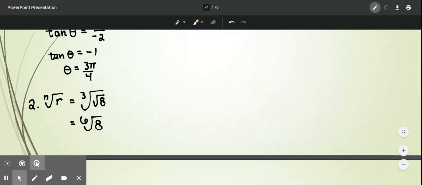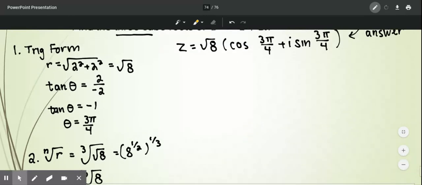Right, this is the same thing as saying 8 to the 1/2 to the 1/3. Right, it would be 8 to the 1/6. So our cube root of the square root of 8 is the 6th root of 8. So if we're starting to write our roots, we're going to write them as the 0th root. That's your first one. We have the first root, and we have the second one. So these are going to be our 3 answers.